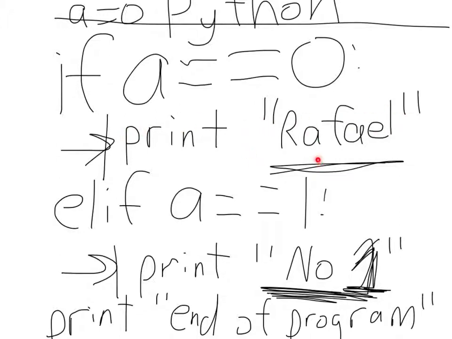It will print Raphael. In Python, it should auto-indent for you, as long as you have the colon. If there's no colon here, it won't auto-indent, because otherwise this will be a syntax error. Do not forget this colon. This colon is very important.